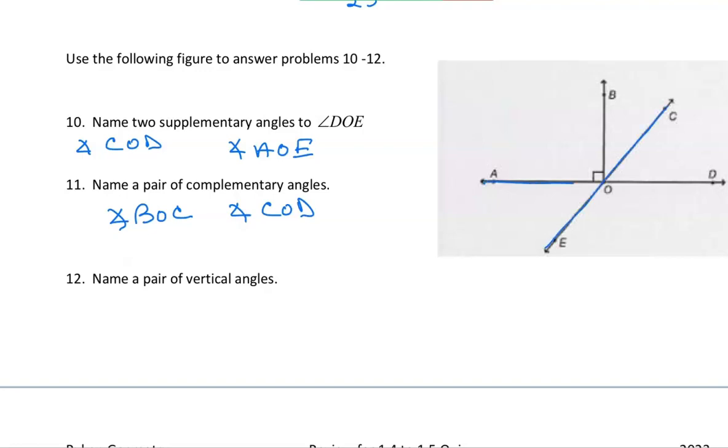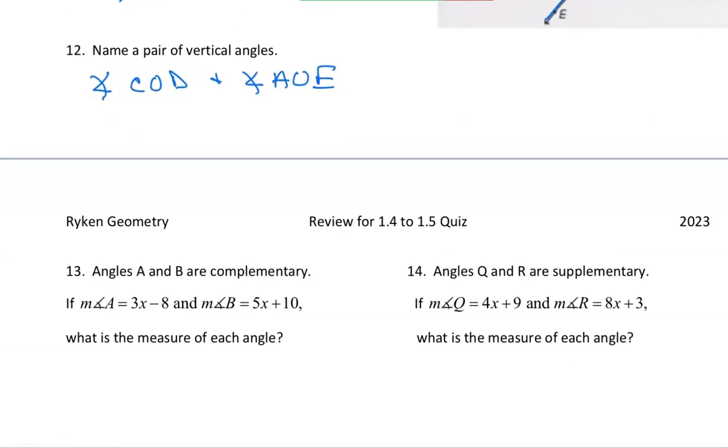That little X gives me rays that extend in opposite directions, and therefore those angles are vertical. So it's angle COD and angle AOE. All right, so those are my vertical angles.